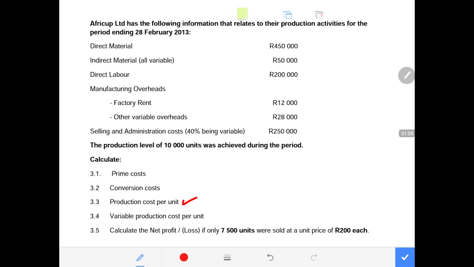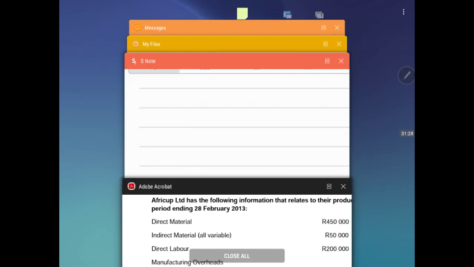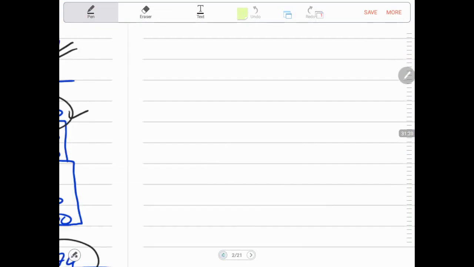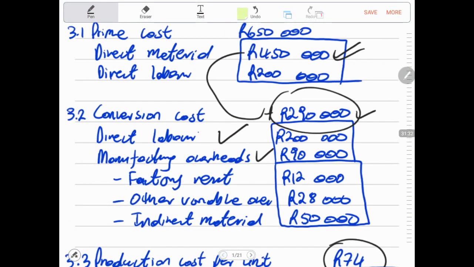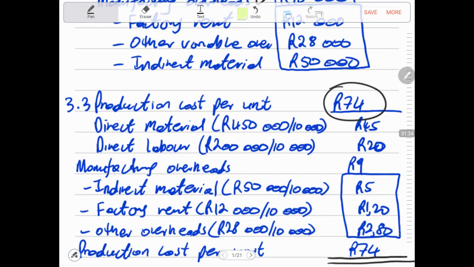Now, that was requirement 3.3. Then we go now to the variable production cost per unit. We are only focusing on the variable production cost per unit, the ones that are variable. Now, if we are required to only calculate the variable cost, that means there must be one that is fixed, and I did make mention of that one. So now our variable cost makes life very easy at this stage because we have already done the calculation.